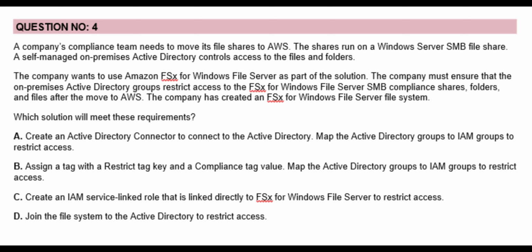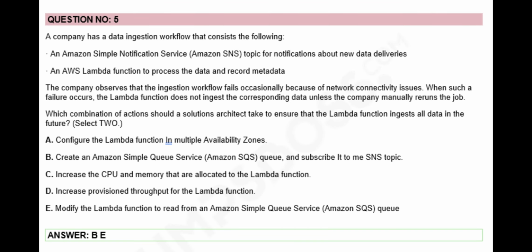A. Create an Active Directory Connector to connect to the Active Directory. Map the Active Directory groups to IAM groups to restrict access. B. Assign a tag with a restrict tag key and a compliance tag value. Map the Active Directory groups to IAM groups to restrict access. C. Create an IAM service-linked role that is linked directly to FSx for Windows File Server to restrict access. D. Join the file system to the Active Directory to restrict access. Answer: D.